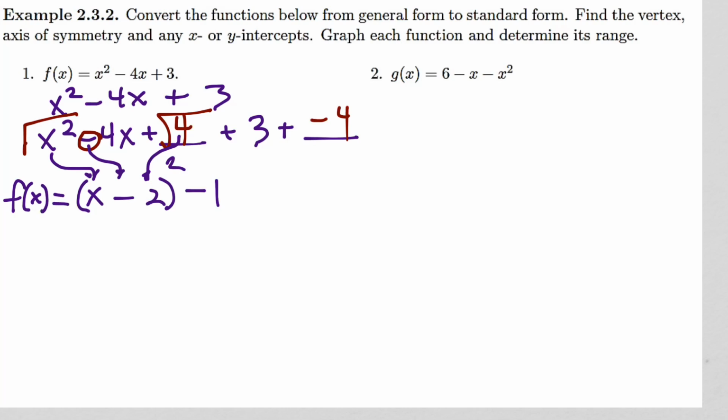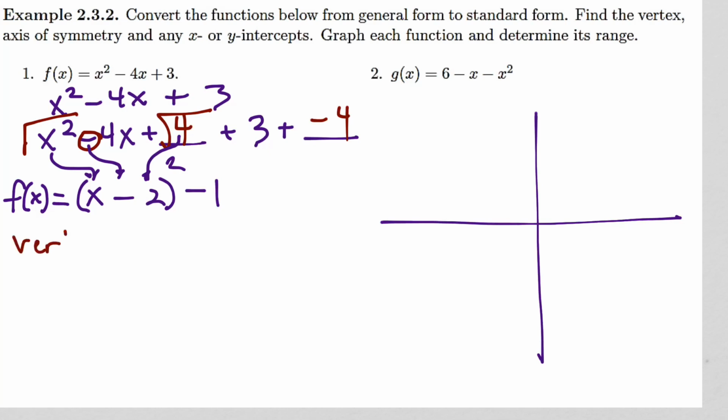So if I put that on a graph, I need my vertex first. So from here, you get your vertex. Let me write vertex by looking at your translation. So it's right 2, so my parent function 0, 0 is going right 2, so my x-coordinate would be 2, and my y-coordinate would be negative 1. So we get that directly from the vertex form. So I put my vertex on my graph. I've got 2, negative 1. Okay, so this is the upward facing parabola.